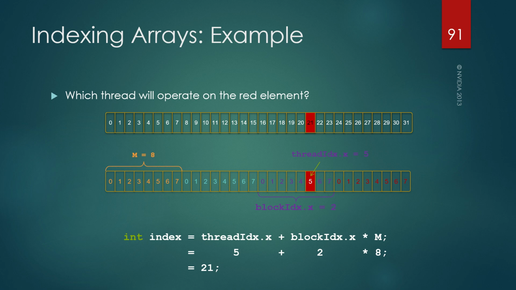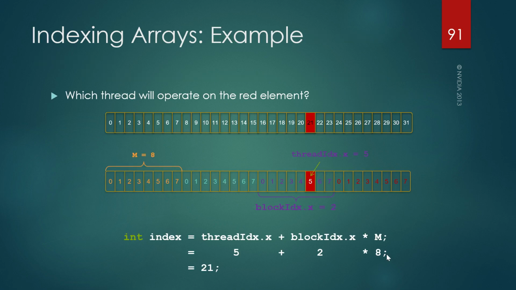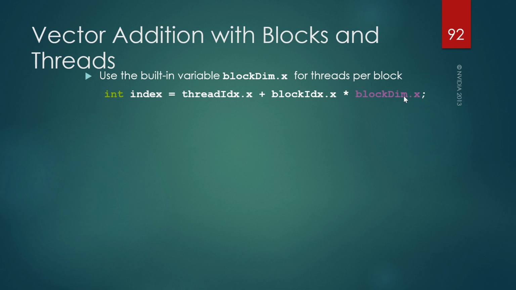Does that make sense? So the thread ID of 5, it's actually the 6th element, right? And the block ID of 2 happens to be the 3rd block. But this M you can get through the block dimension, which is dependent on the hardware, and this one happens to have 8 threads per block. That's what the block dimension in the X direction is.